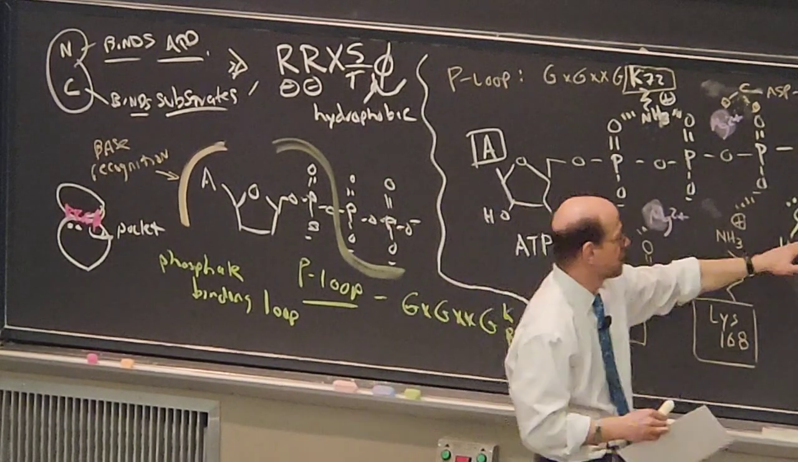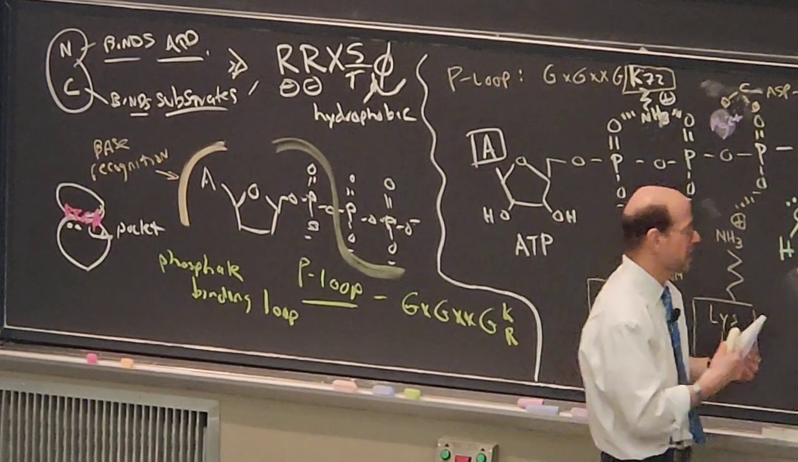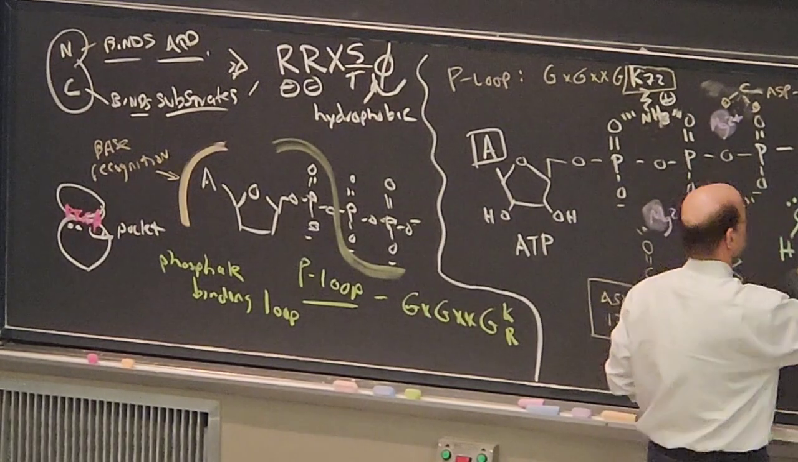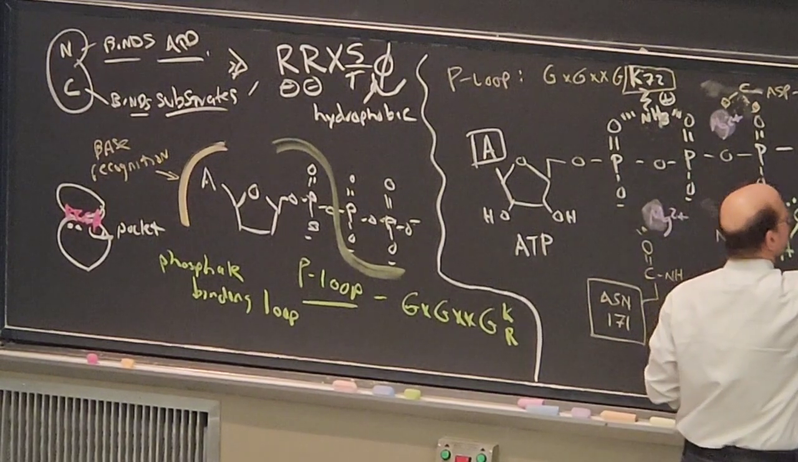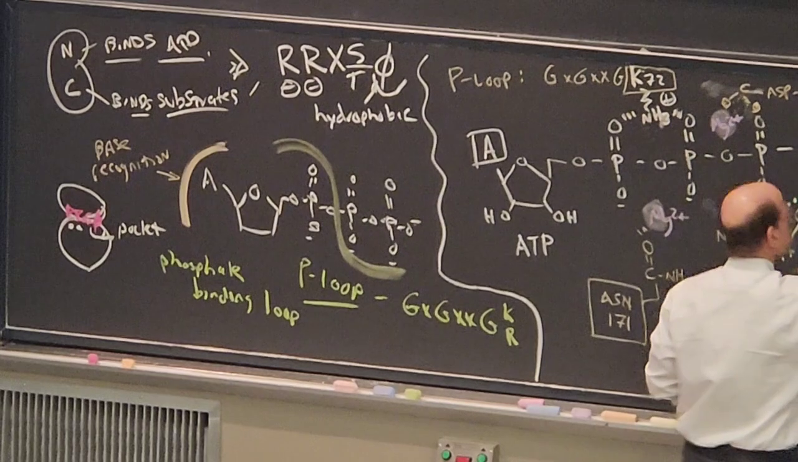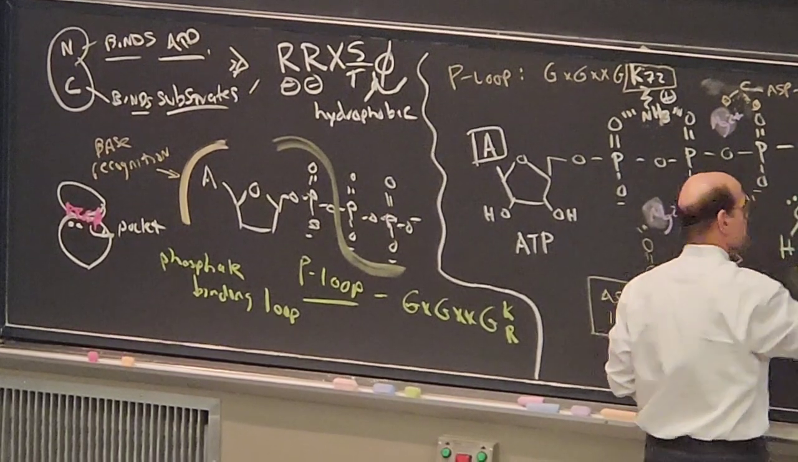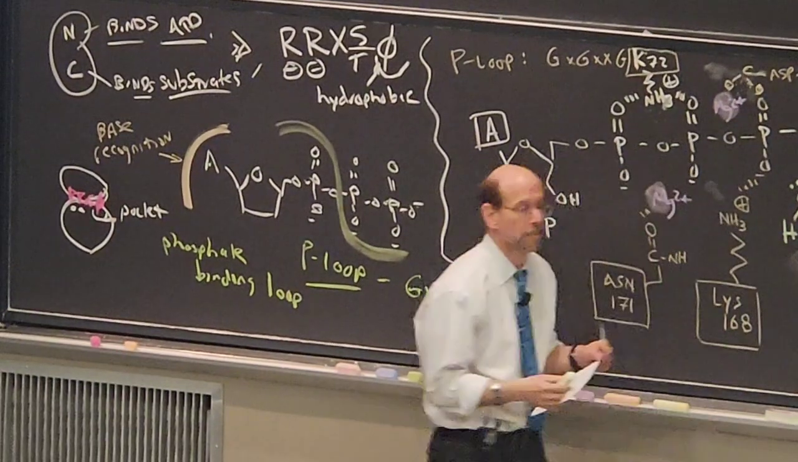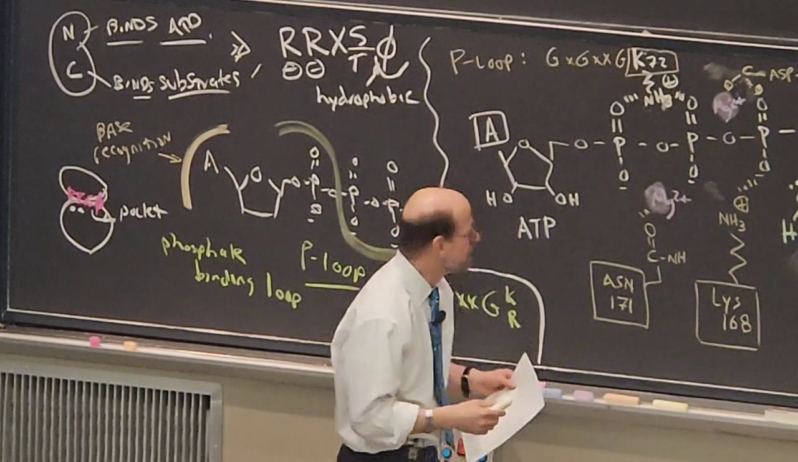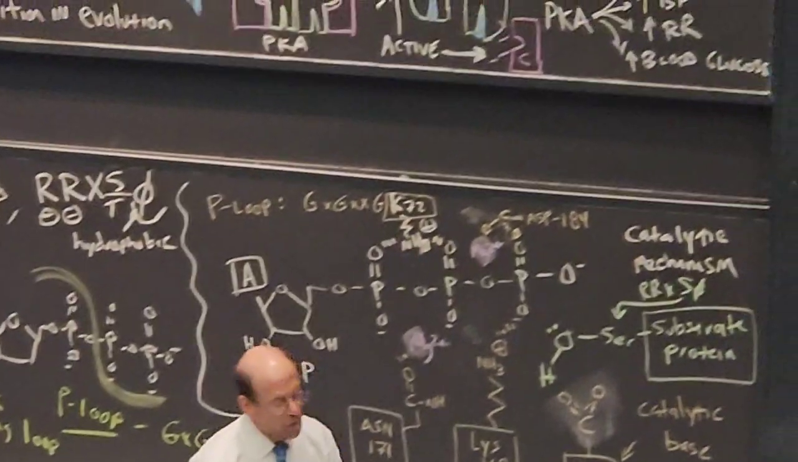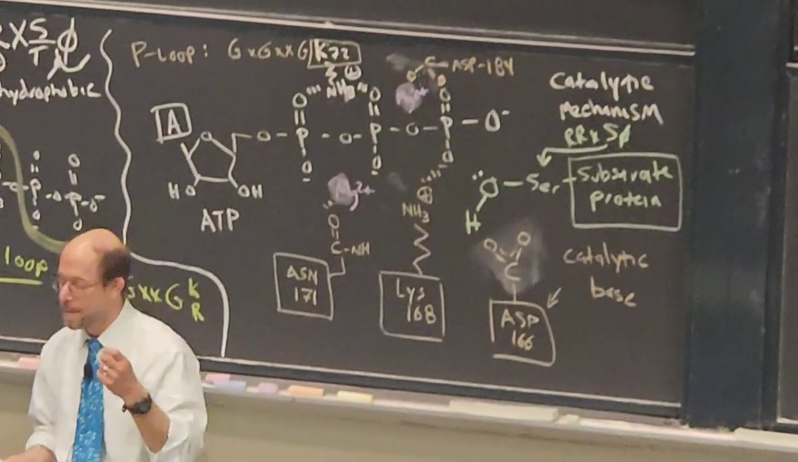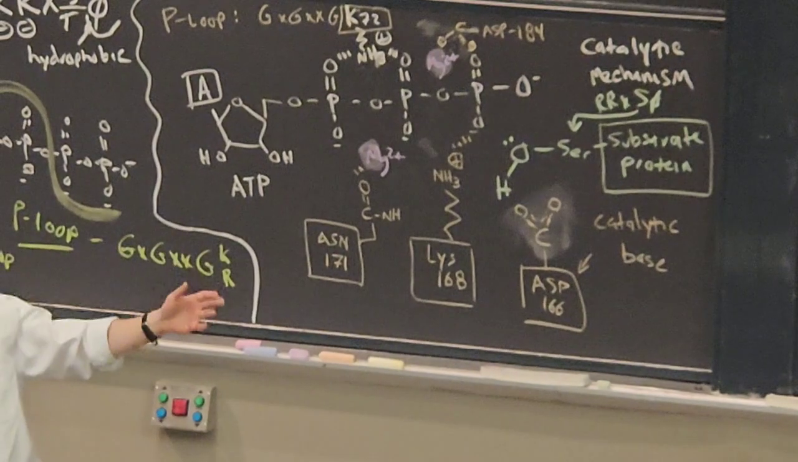Now I've got my protein. It's going to have a sequence. It's going to read something like R, R, X, S, hydrophobic. Here's that serine. It's going to get phosphorylated. Now, in order to do that, you recall, just like we talked about when we talked about chymotrypsin.